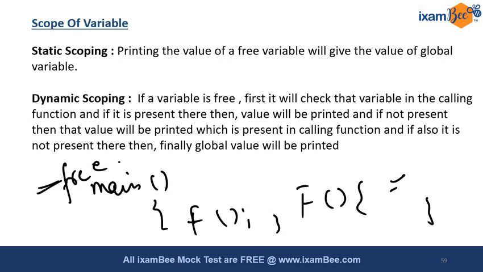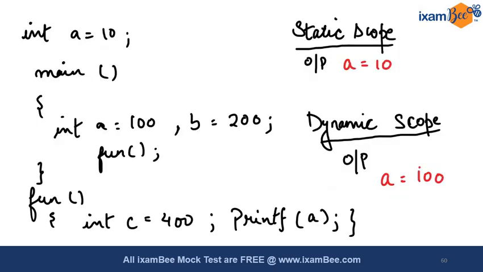But in static, every time we print the free variable value, it will give us the value of the global variable. So let's understand the concept with one example. Here in this scene, you can see we have a piece of code, and int a equal to 10 is defined as the free variable.